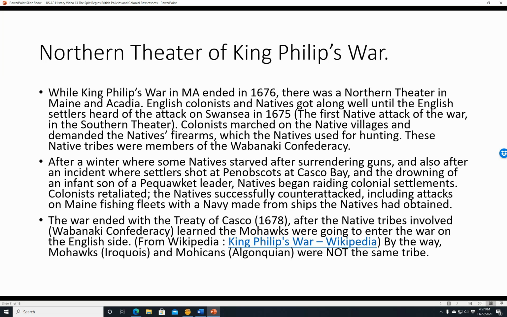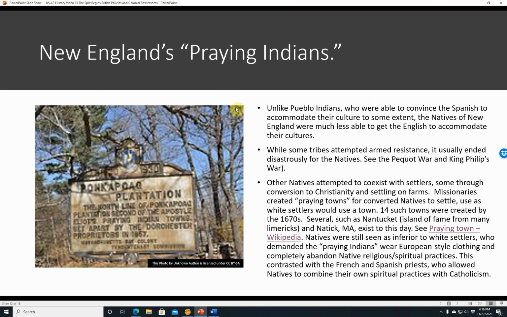And you can see in the King Philip's War Wikipedia entry, you can learn more about this. By the way, the Mohawks were an Iroquois tribe that were not the same as the Mohicans, which were an Algonquian tribe. They were actually rivals. So if, like me, you get confused about these, please just remember the Mohawks and the Mohicans were not the same tribe. New England's praying Indians.